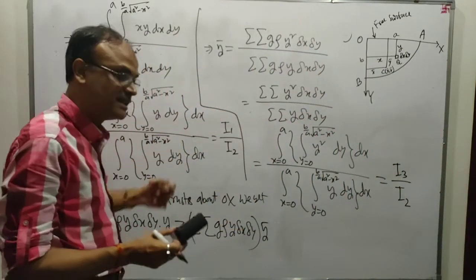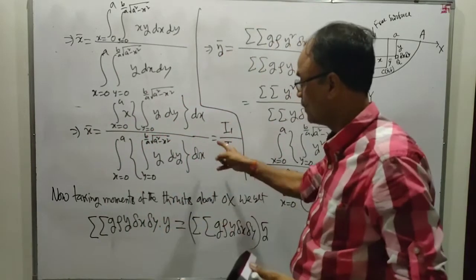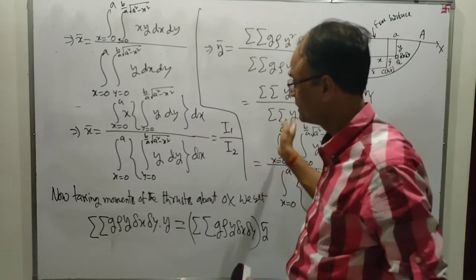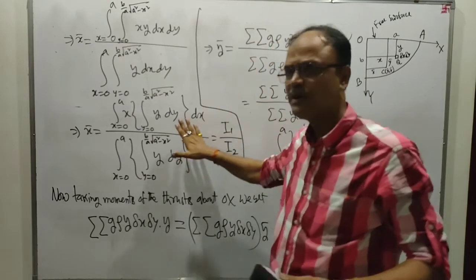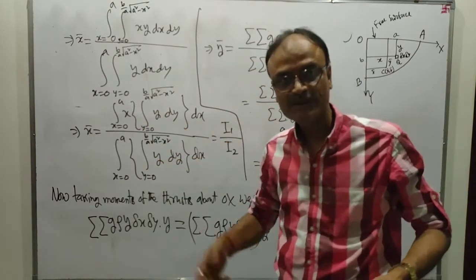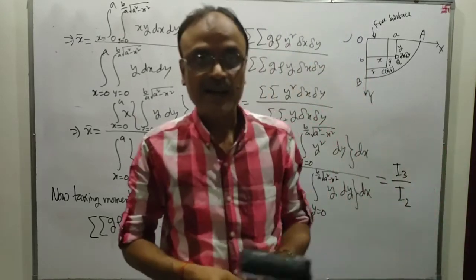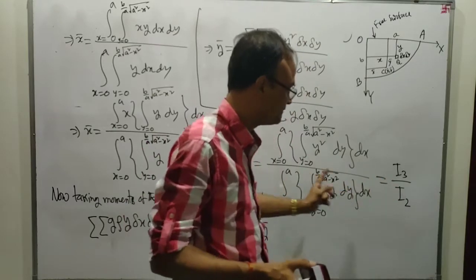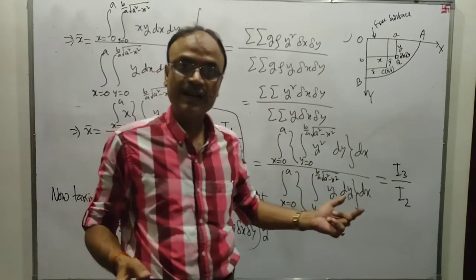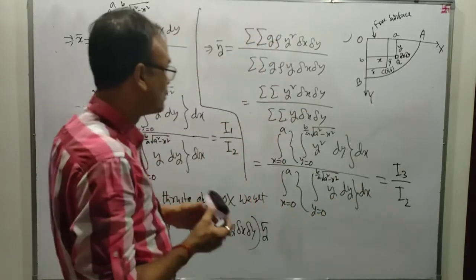Now, separately, we find I1, I2, and I3. Then put the values of I1 and I2 here, and you will get x bar, the x coordinate of the center of pressure. If you put I3 and I2 here, then you will get the y coordinate of the center of pressure. Now let us find.